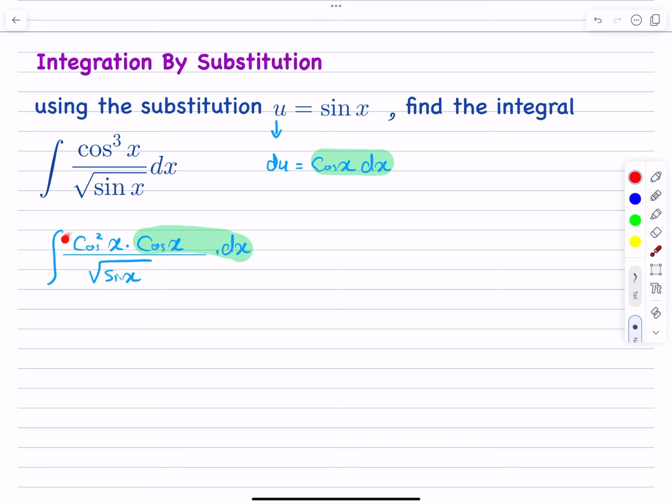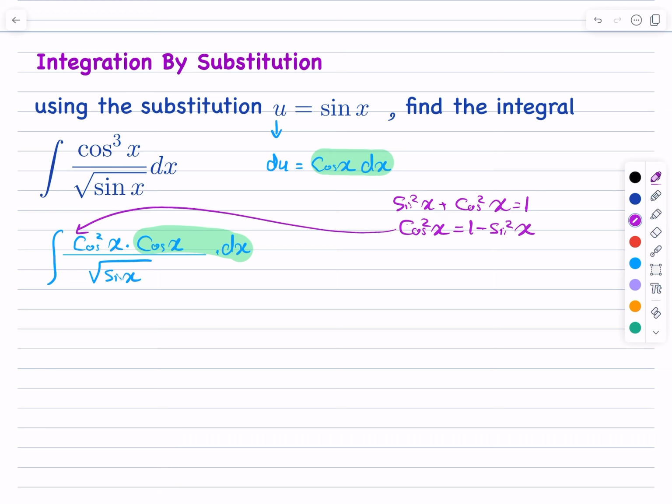So what about cosine squared x? We have to find a way to replace it in terms of u, but here we don't have cosine in the u. So that's why I will use the Pythagorean identity sine squared x plus cosine squared x equals 1, as we know. So if we solve for cosine squared x, it will be 1 minus sine squared x. And now I will replace this cosine squared here for this.